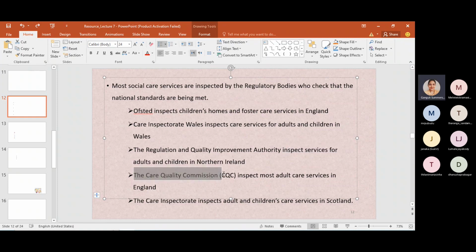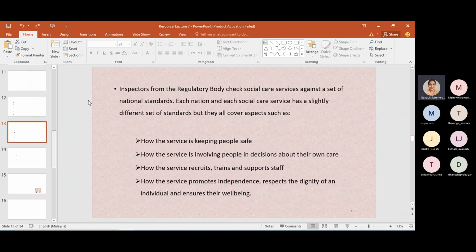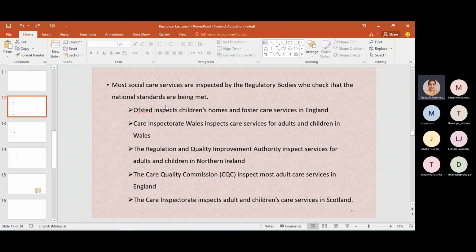Okay, and the Care Quality Commission, CQC. It's another regulatory body in the UK. They inspect most adult care services in England. Okay, and the Care Inspectorate is another regulatory body. They inspect adults and children's care services in Scotland. Okay, so these are the main health and social care related regulators which you can see in the United Kingdom.